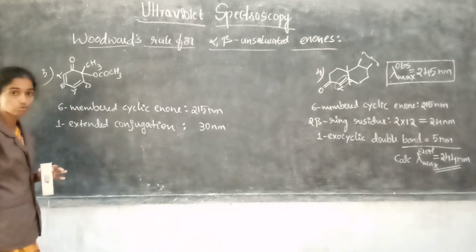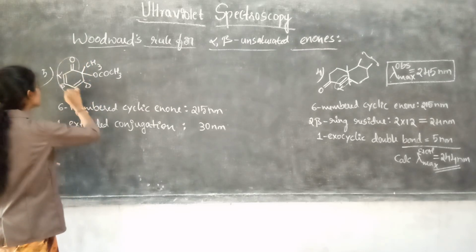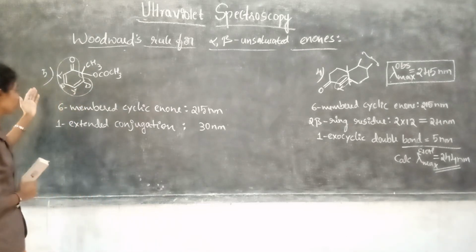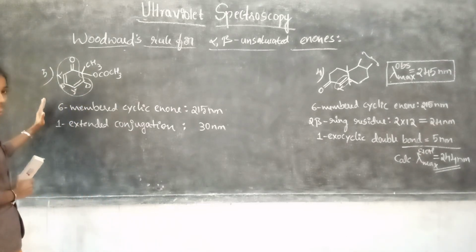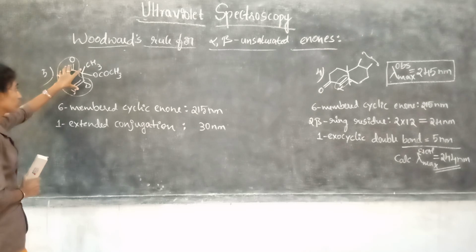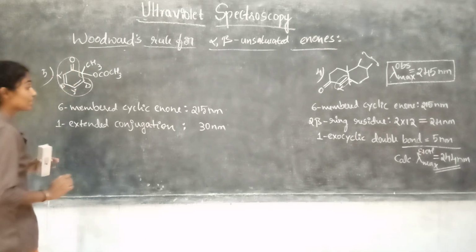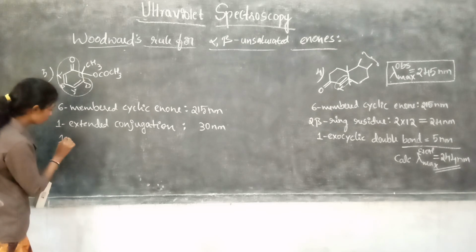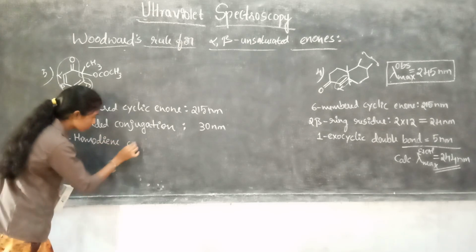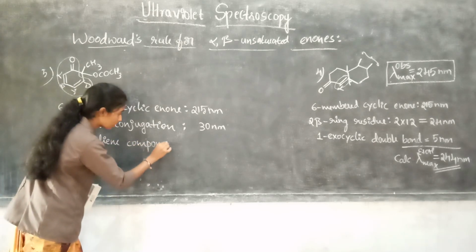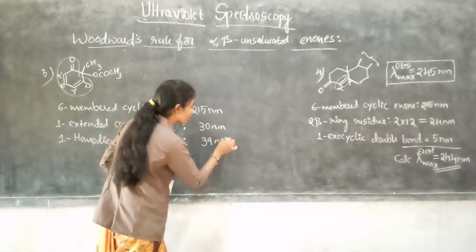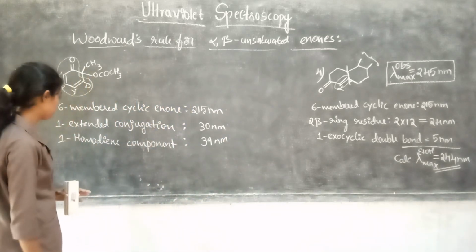And here one more thing we should notice is this entire system is a homodiene component. I had told you before, when we were representing it in the empirical rule, that this is the homodiene system, and for this system there will be addition of 39 nanometer. There is the presence of one homodiene component.